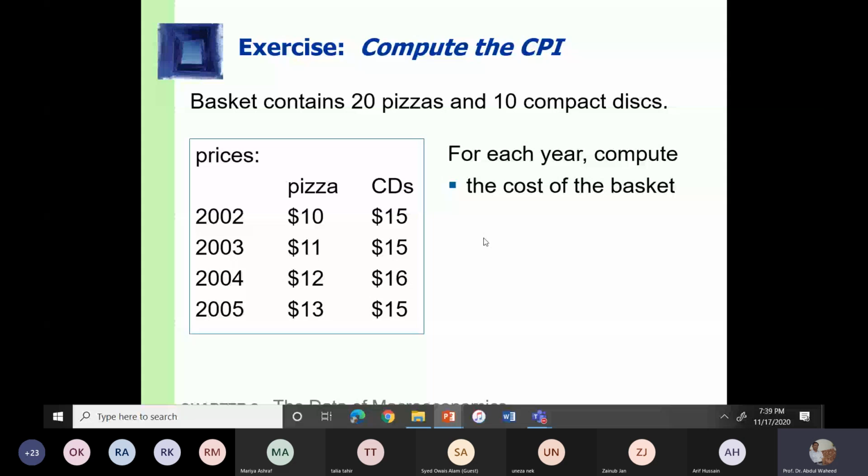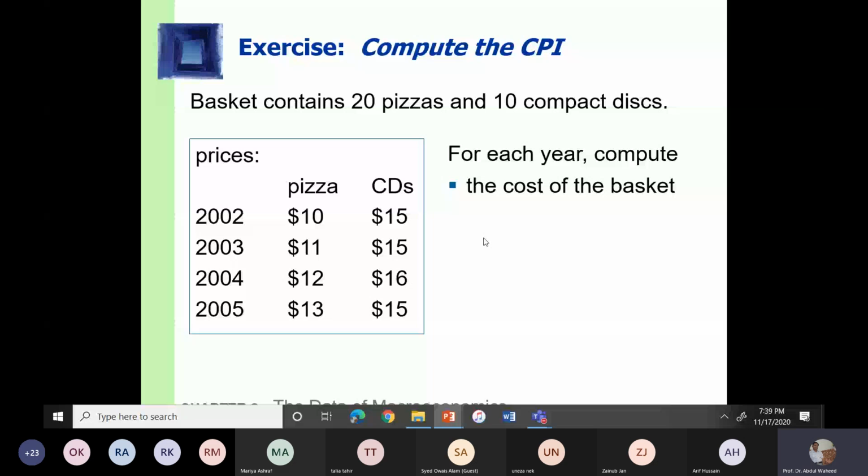Then if we want to calculate the CPI, we will use 2002 as the base year. So CPI calculation का फार्मूला आप लोग नोट डाउन कर लें. You have to write down how to calculate CPI. This is the formula. Okay.